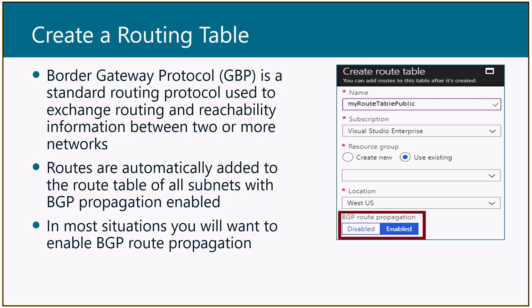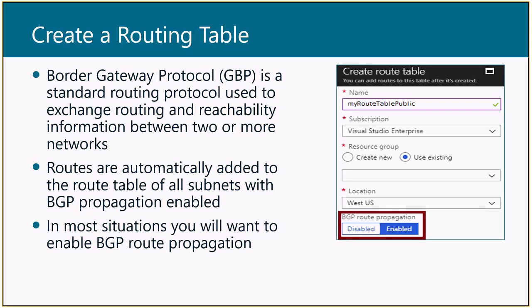So creating a routing table, you can go and create a route table, and BGP is what we did. We just disabled it at the time we created a route. BGP is Border Gateway Protocol. It is a standard routing protocol to exchange routing and reachability information between two or more networks. Routes are automatically added to the route table of all subnets with BGP propagation enabled.